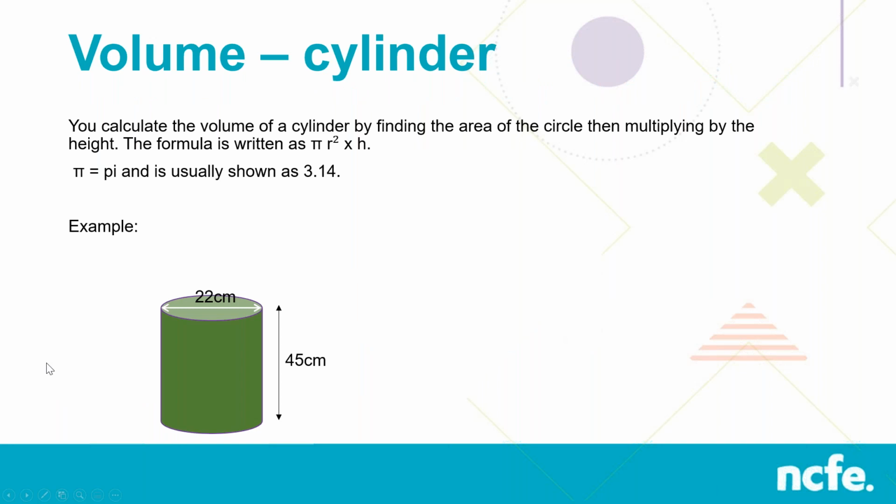When it comes to calculating the volume of a cylinder, the first thing to do is to find the area of the circle at the top and then multiply it by the height. So the formula for the volume of a cylinder is pi r squared times h. So that's just the area of the circle multiplied by the height, with pi usually shown as 3.14.